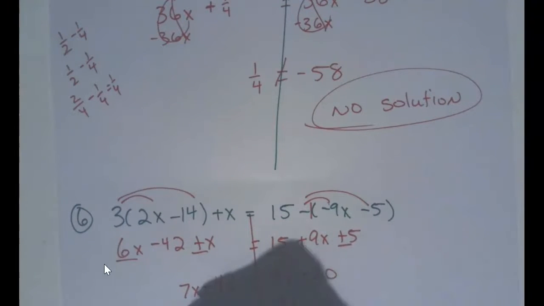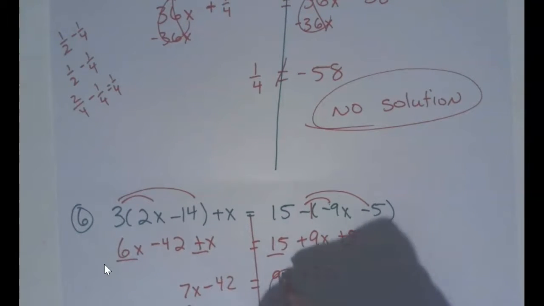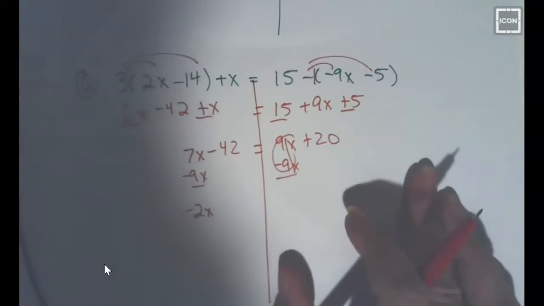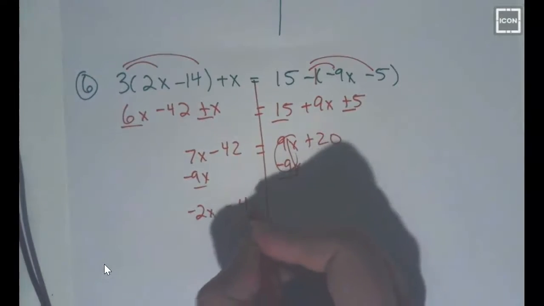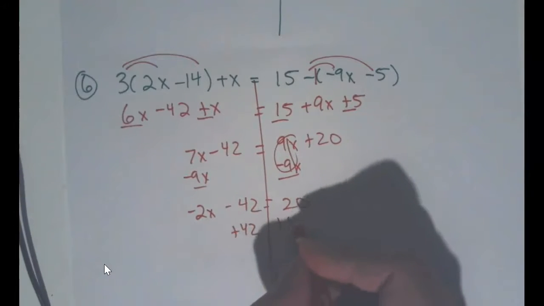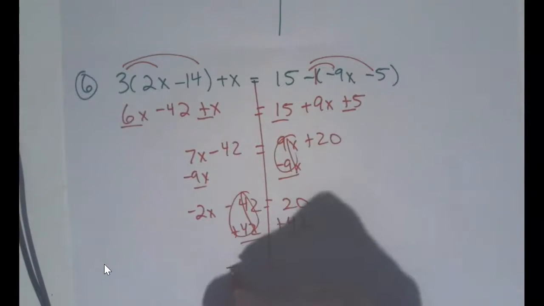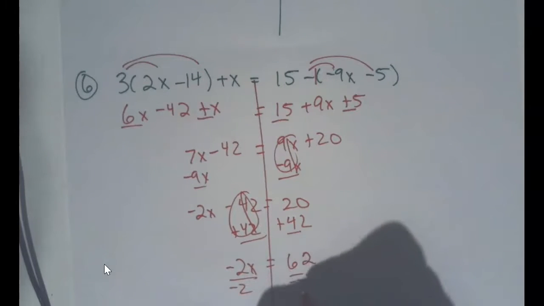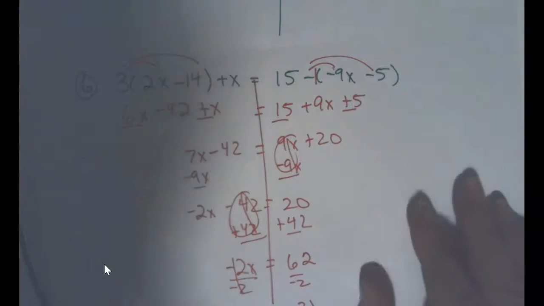Move all my constants to one side. Scoot this down a bit. Sorry about that. So negative 2x equals 62. Divide by negative 2. And x is negative 31. Scoot it down again.